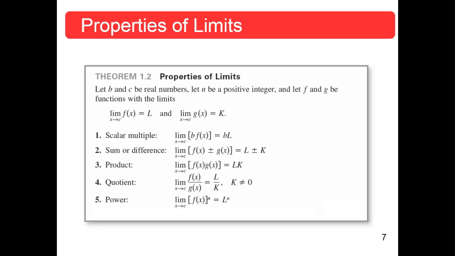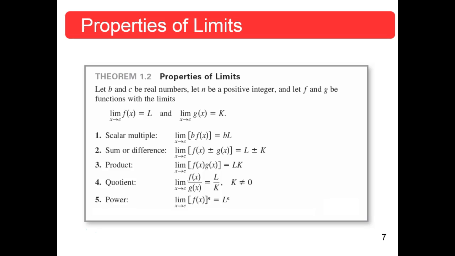Okay? So, if you're just multiplying f of x by b, here is a shorthand way of saying that. The limit of a constant times a function is the constant times the limit of the function. These are constants, not variables. The limit of a constant times a function is the same as b times the limit of the function, L, so b times L. Okay? So there's your scalar multiple.